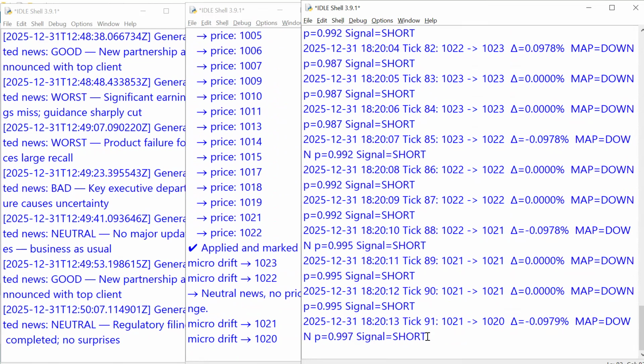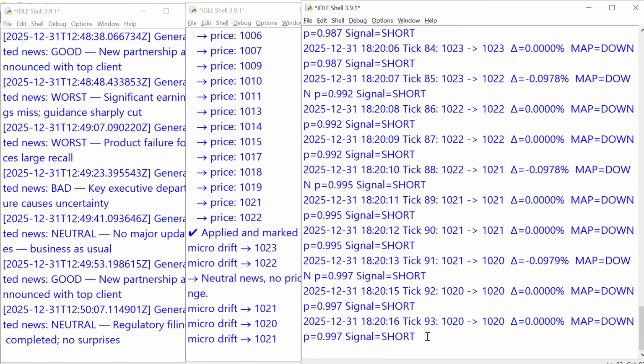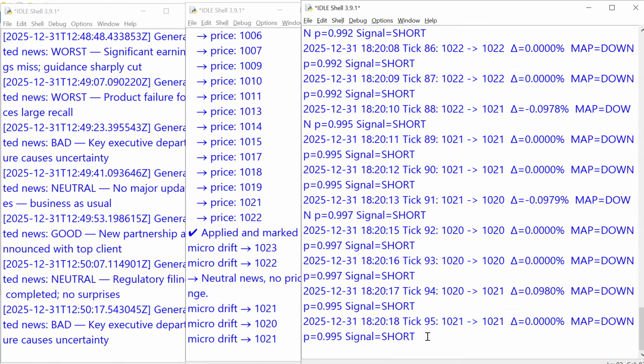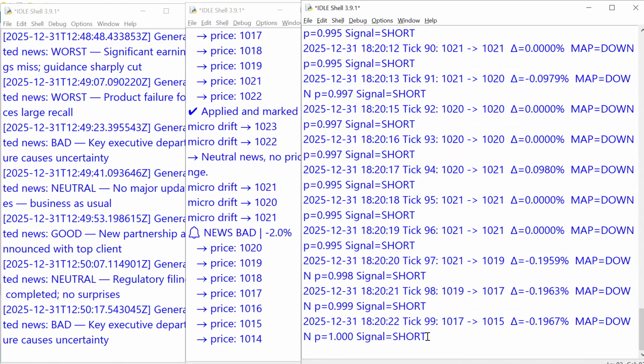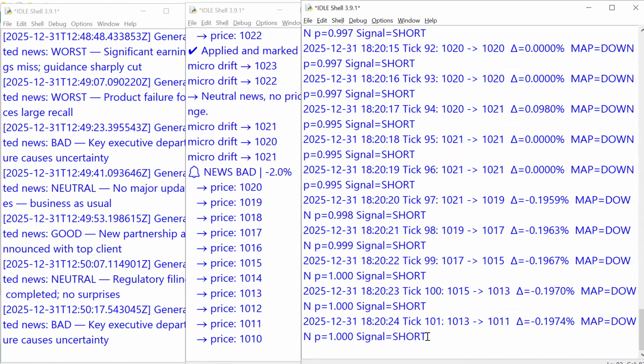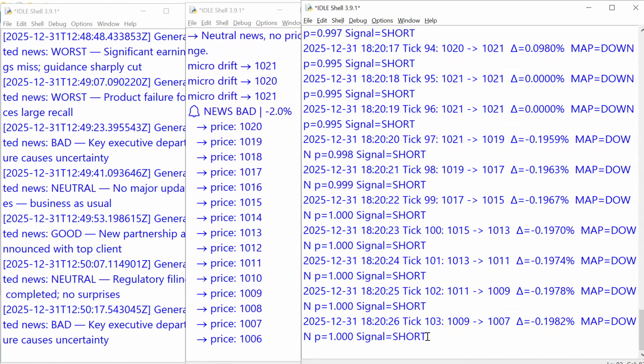See, a small change in the price does not change the actual trend. The actual trend of the market is still negative. You can see the bad news has come. It is predicted before the news, and the short signal is working very beautifully.